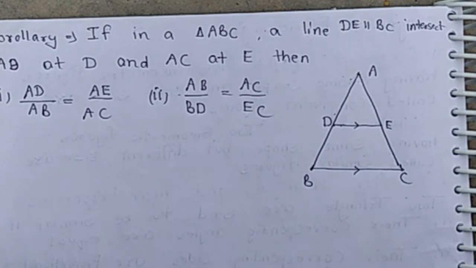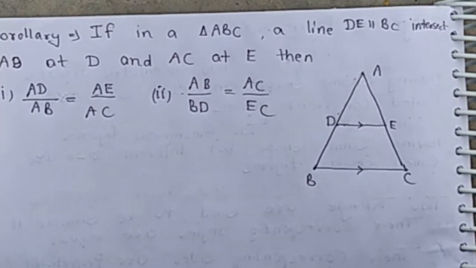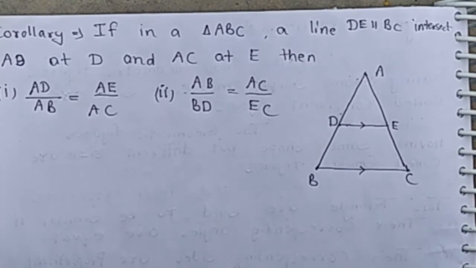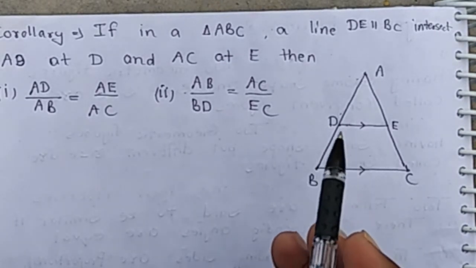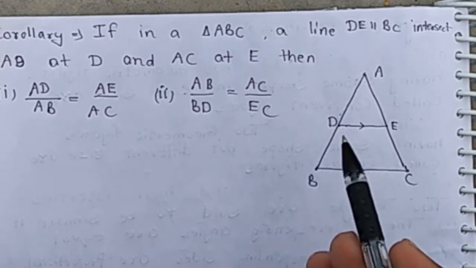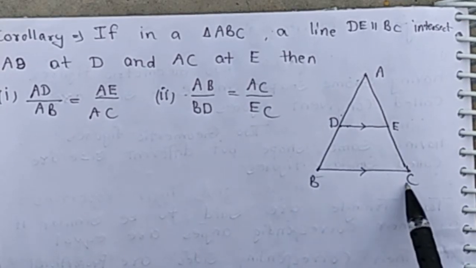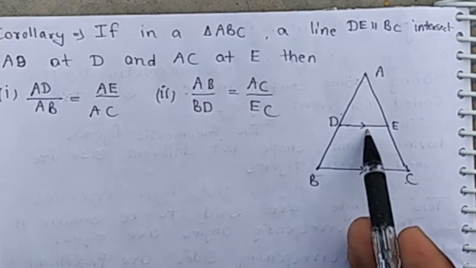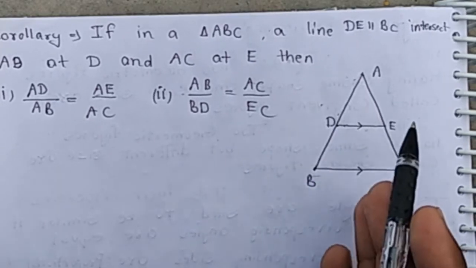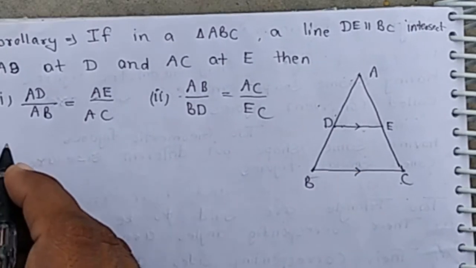Now we prove this corollary by the basic proportionality theorem. What is the basic proportionality theorem? If a line is drawn parallel to one side of a triangle, then this line divides the other two sides in the same ratio.